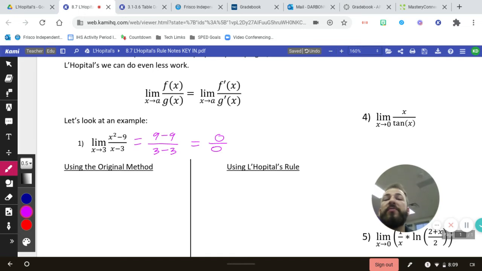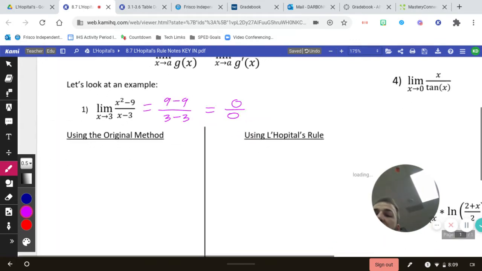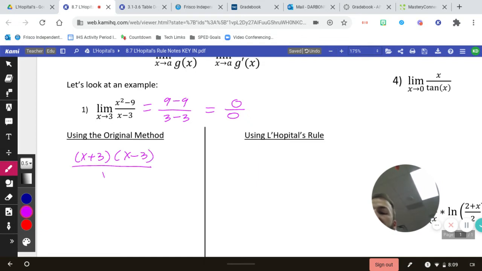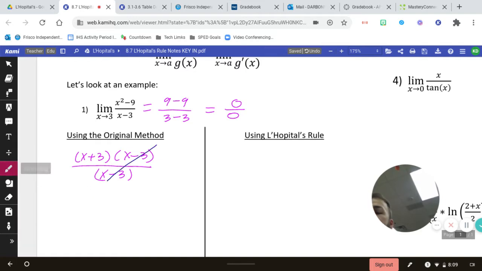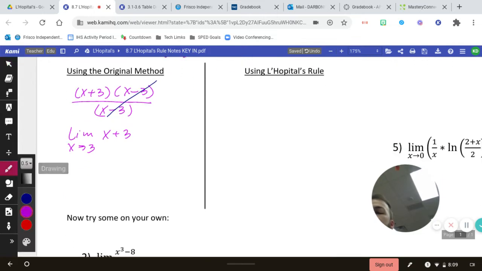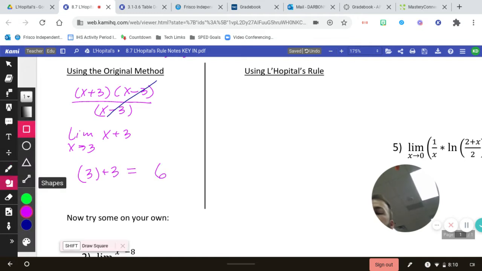Okay, so using the original method that we learned before, when we ran into this issue, we would look to factor or simplify, see if there's anything that we could cancel out. So x squared minus 9 factors into x plus 3 and x minus 3, over x minus 3. X minus 3 cancels out. So now I have the simplified limit of x plus 3 as x approaches 3. I would plug in 3 again. 3 plus 3, which would give us 6 for our final answer.